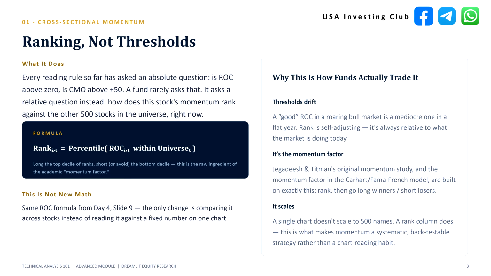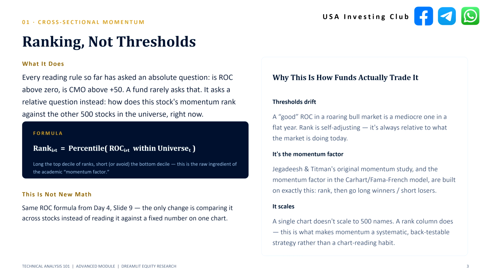This is not new math. It's the exact same ROC formula from earlier this session. The only change is comparing it across stocks instead of reading it against a fixed number on one chart. Why is this how funds actually trade it? 3 reasons. Thresholds drift. A good ROC in a roaring bull market is a mediocre one in a flat year, but rank is self-adjusting. It's always relative to what the market is doing today.